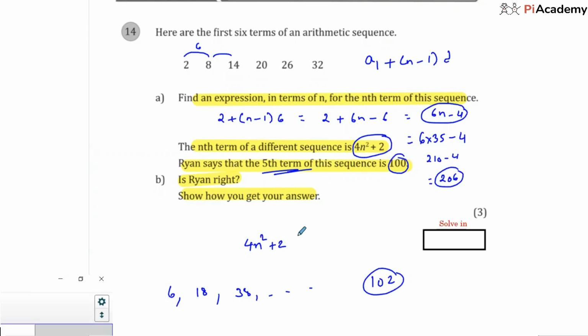Wrong. He's wrong, right? His fifth term is 102, not 100. Okay, so Ryan is wrong. Good. Excellent. Let's go to the next question.